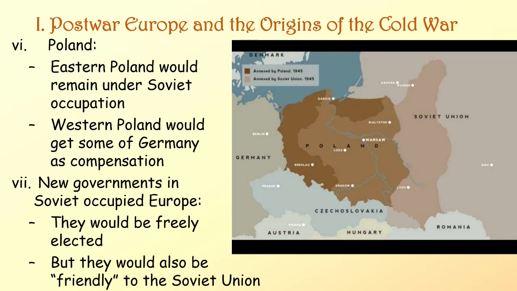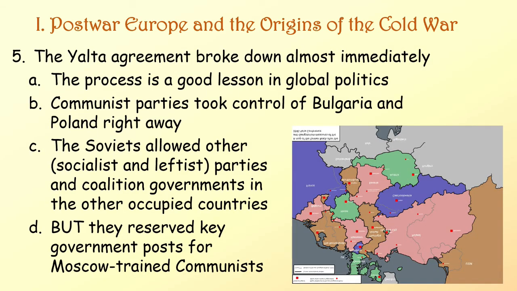Poland. Eastern Poland would remain under Soviet occupation. Western Poland would get some of Germany as compensation. New governments in Soviet-occupied Europe would be freely elected, and they would also be friendly to the Soviet Union. That was the agreement. The Yalta Agreement broke down almost immediately.